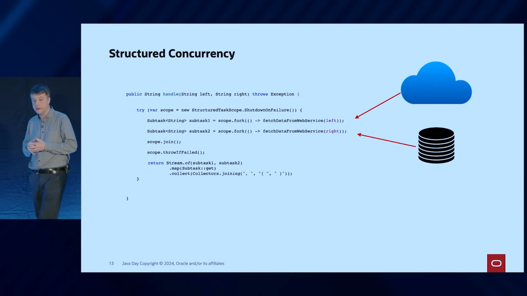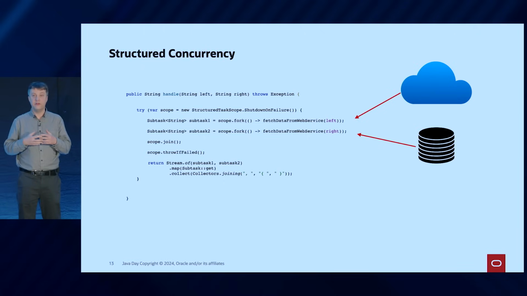So now let's come back to our little example here. This example is using a policy called ShutdownOnFailure. The way StructuredTaskScope works is you can get it to short circuit.